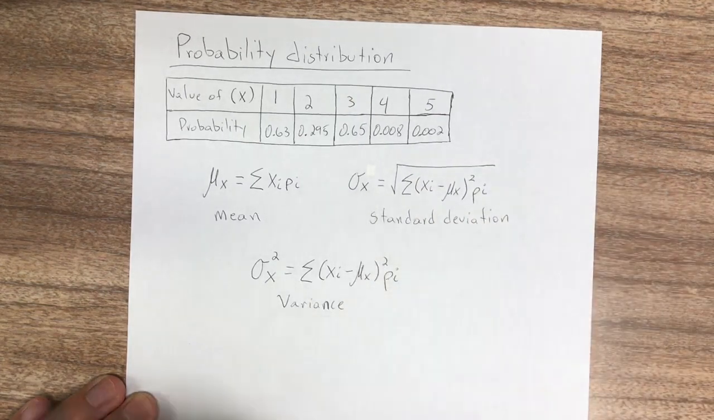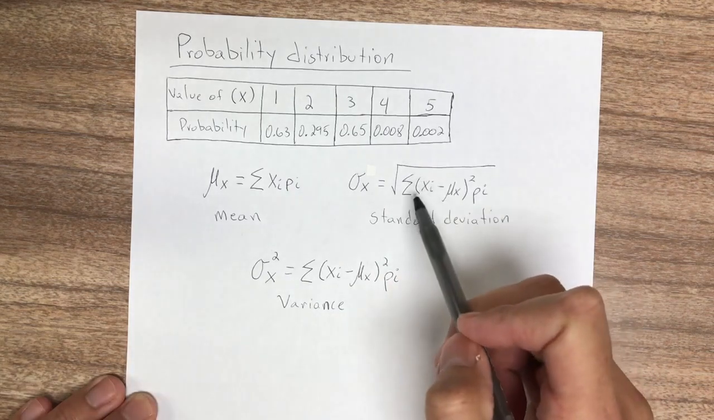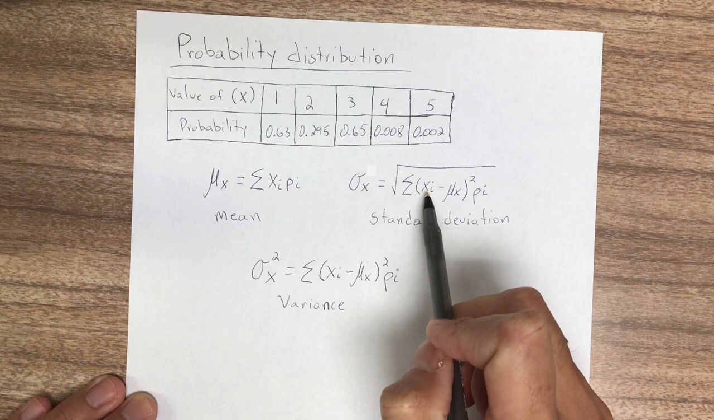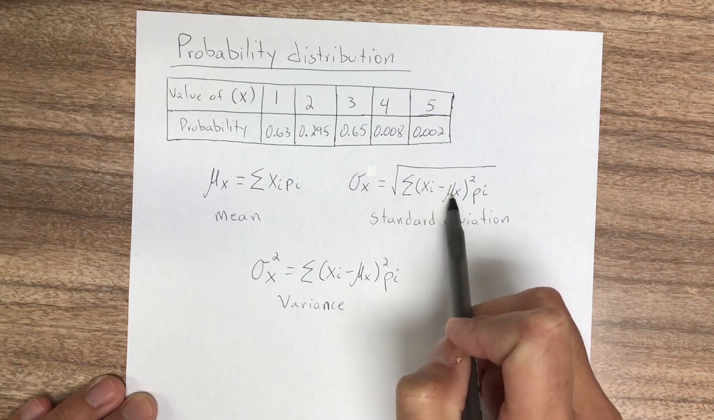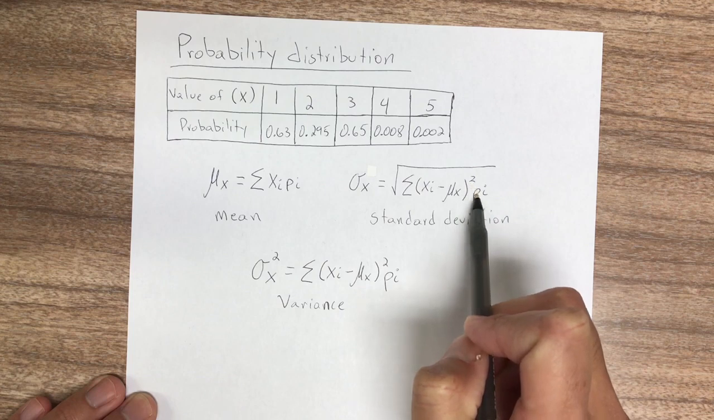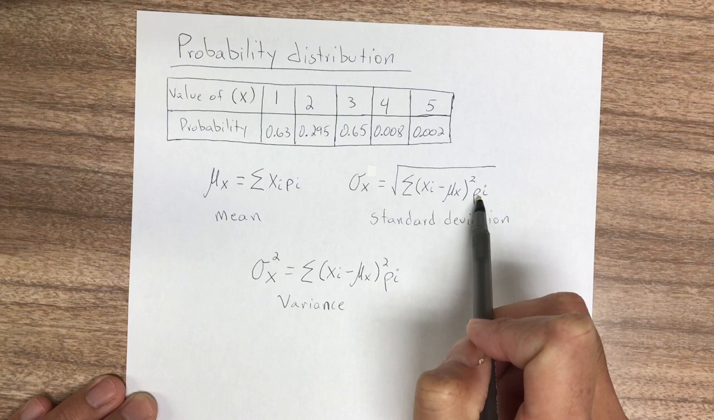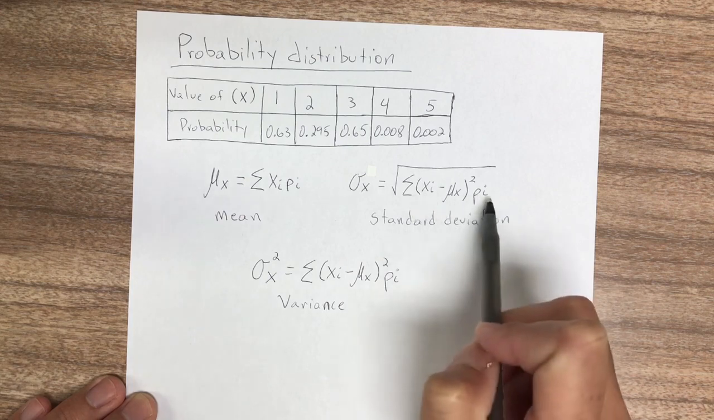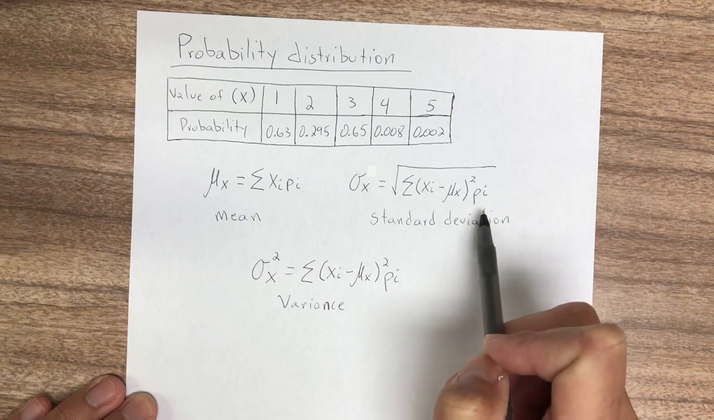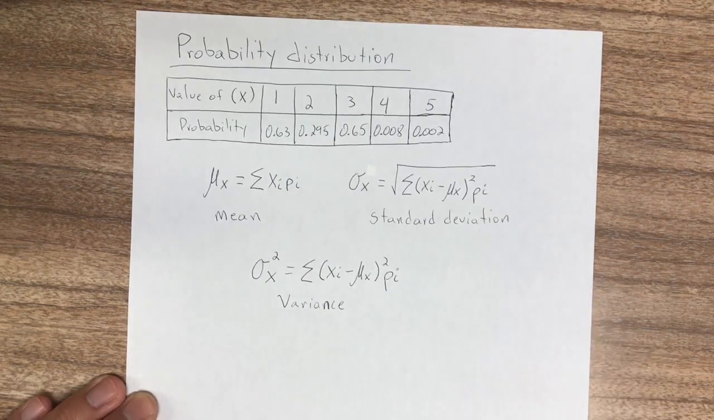The standard deviation is when you take the square root of the sum of every single random variable minus the mean of the probability distribution, squared, times the probability for that specific random variable. This one's a little bit longer, and when you set it up it can be long, with the numbers, the summation and the square root. So using the calculator, it's a lot faster to find the mean and standard deviation.